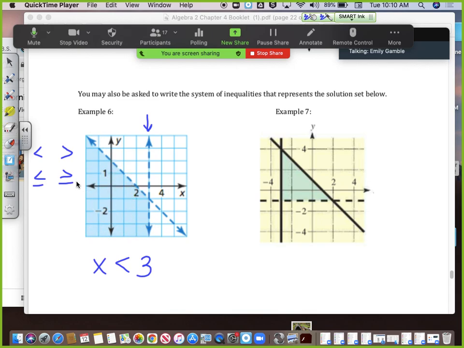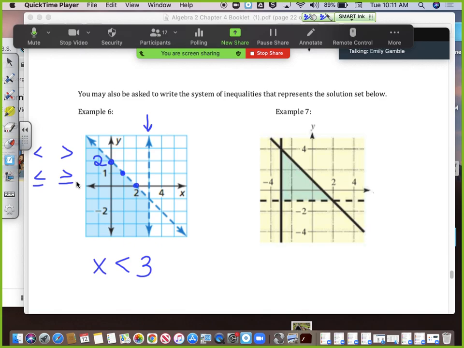The next inequality is not going to be as easy because you will have to figure out the actual equation for it. A vertical or horizontal line is easy because it's just going to be x equals or y equals. But once we have an actual slanted line, we're going to have to look at the y-intercept and the slope. Looking at this slanted line, I see that it has a y-intercept of 2. And looking for the slope, it pretty much goes down 1 over 1, down 1 over 1, down 1 over 1. So it has a slope of -1.